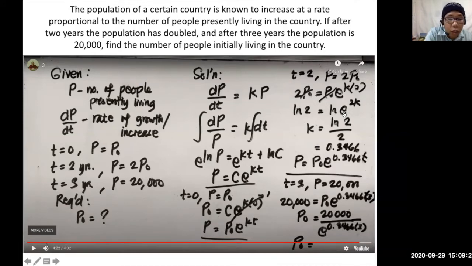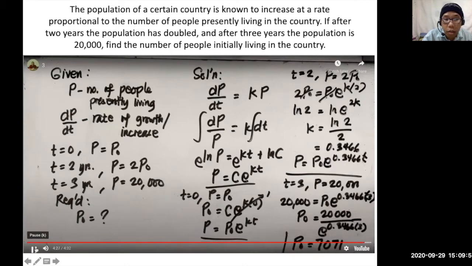So this is the result of utilizing the exact value. So if you have this result, 7,071.06, your answer should be rounded up, since we're talking about number of people, or population. Since I have utilized this value of k, which is 0.3466, my answer is 7,071.